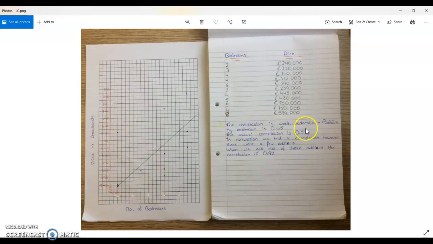Correlation is weak to moderate positive. Yeah, that's fair enough. They estimate it. Good. They work out the actual number using that calculator. Good. In conclusion, we had a correlation. However, there were a few outliers. When we got rid of those outliers, the correlation is 0.92.